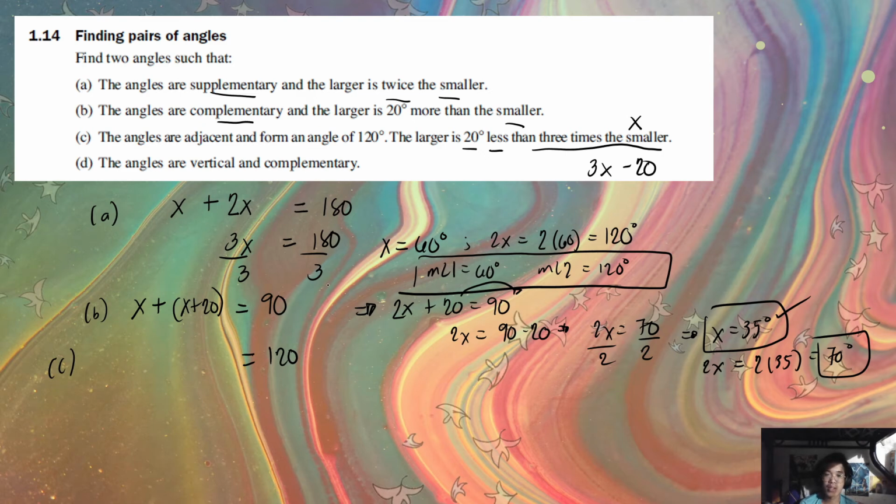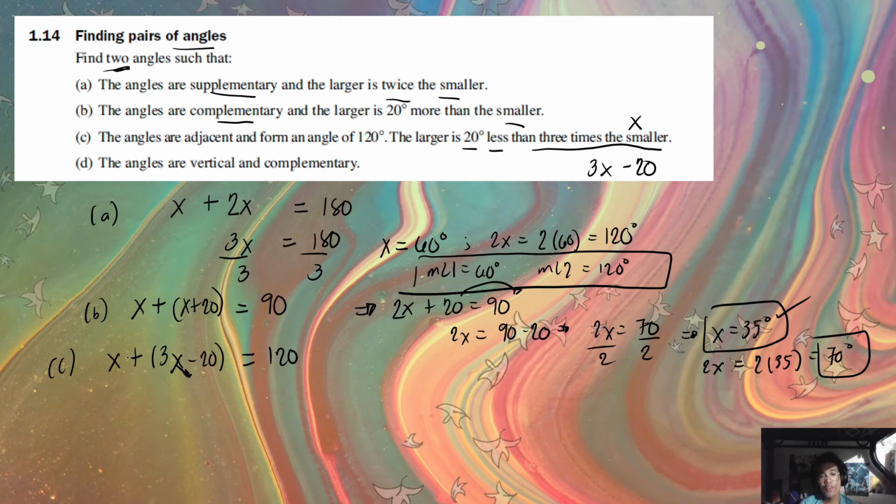be 3x minus 20. And for this problem, it says the angles are adjacent and form an angle of 120 degrees. Since they're angle pairs, they are two angles, so the first angle, the smaller angle, should be x, and then the larger angle should be 3x minus 20.